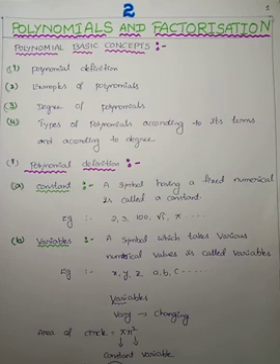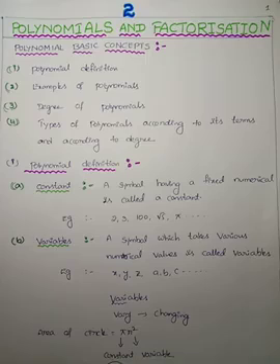To learn about the polynomial definition, we have to know some terms. First, we have to know about constant. What is a constant? A symbol having a fixed numerical value is called a constant. For example, 2, 300, square root of 5, pi. All these belong to constants.